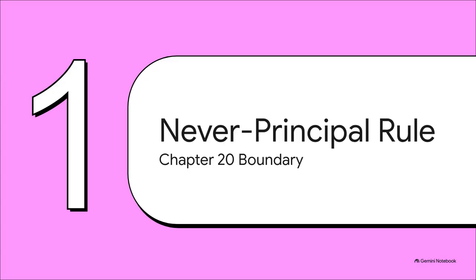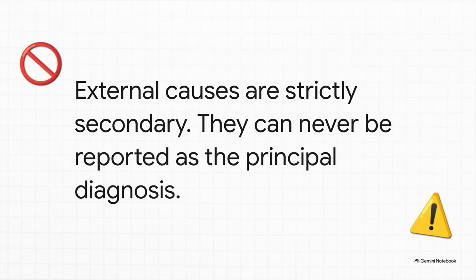Okay, let's kick things off with Section 1, the never principle rule, which sets the absolute boundary for this entire chapter. Rule number 1 is what we call the never principle law. External cause codes, everything from V00 to Y99, are strictly secondary. Let me repeat that because it's absolutely crucial. They can never, under any circumstances, be reported as your first listed or principal diagnosis.